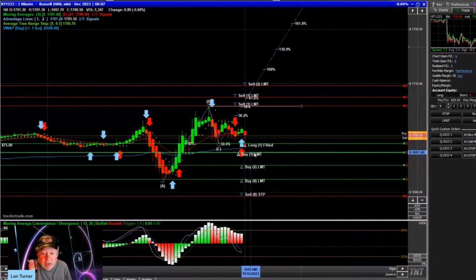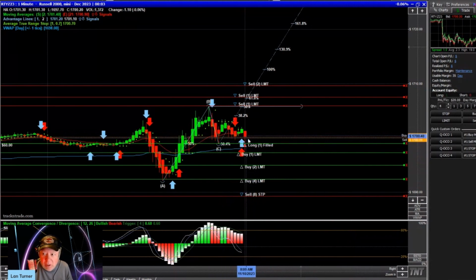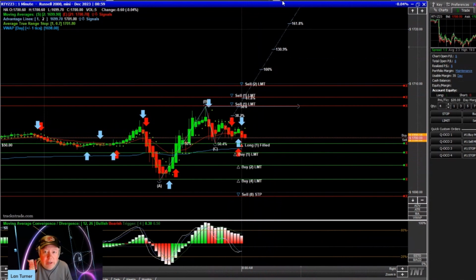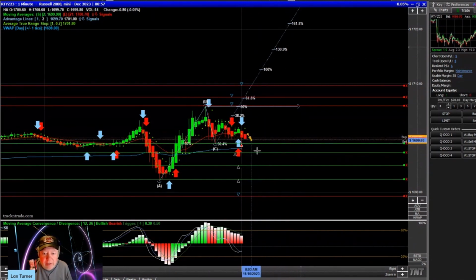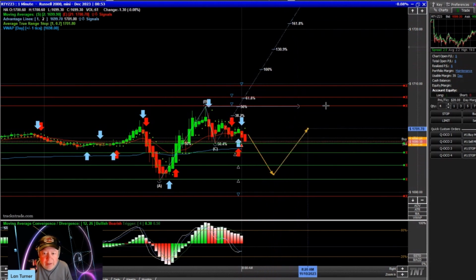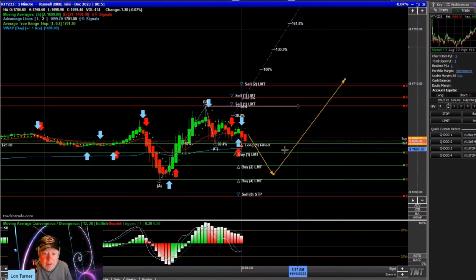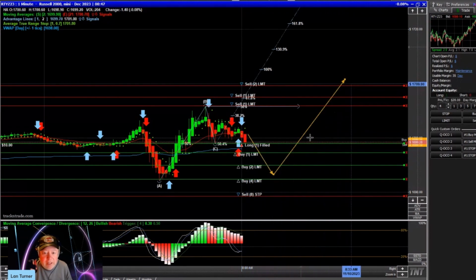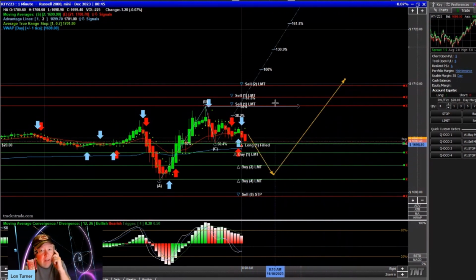All right, so we caught 1 long. It came down, touched our 50%, and started to bounce. We're up $60. What you really want is for it to come down and pick up 2 or 3 of these and then rally, right? That would be your ultimate goal. You want it to come down, turn, and rally. You've got to be kind of bullish on the market.